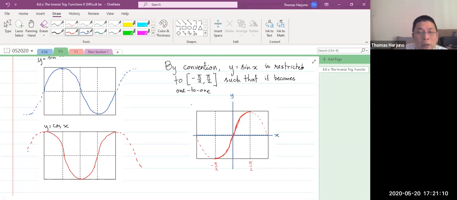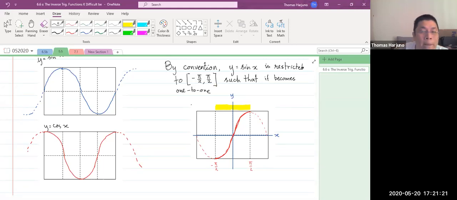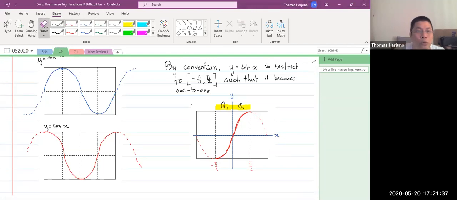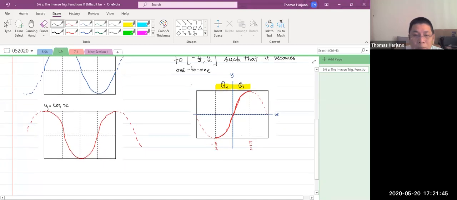Now, I usually call this quadrant one. Yes, from 0 to pi over 2 is quadrant one, but instead of calling this quadrant four, I call it quadrant negative one. Once we restrict the domain to the interval negative pi over 2 to pi over 2, then sine becomes one-to-one. Then we can obtain the inverse function y equals sine inverse x.